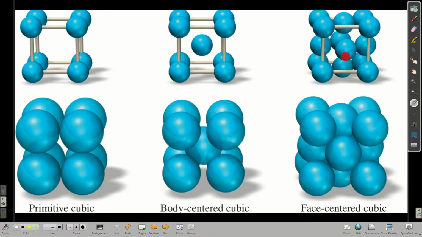Now in a face-centered cubic unit cell, we also have the 8 corners with atoms on them, and on each of the 6 faces, there's an atom. There's nothing in the middle now. This one's not there anymore over here. There's just an atom here, on the top face, the bottom face, the side faces, the front and the back face. That's face-centered cubic.